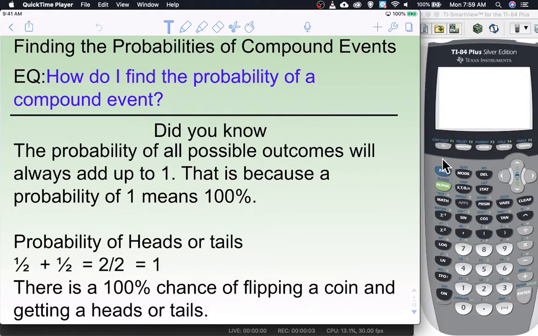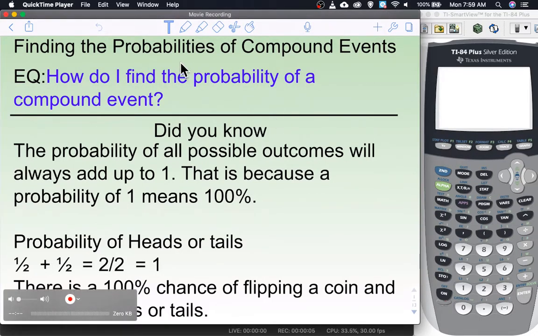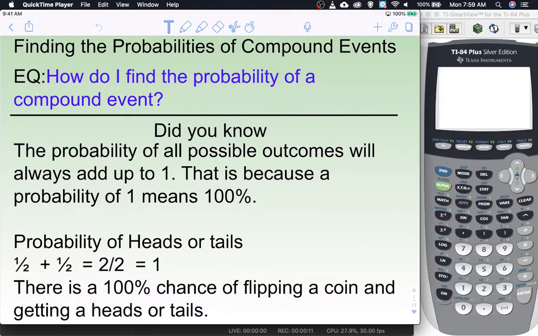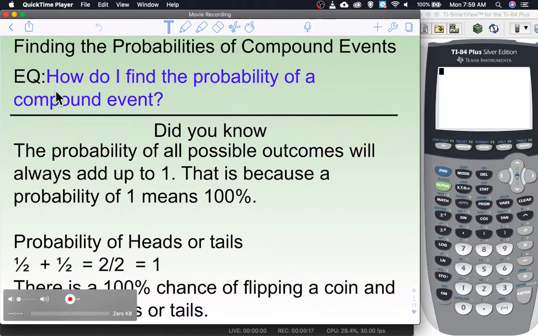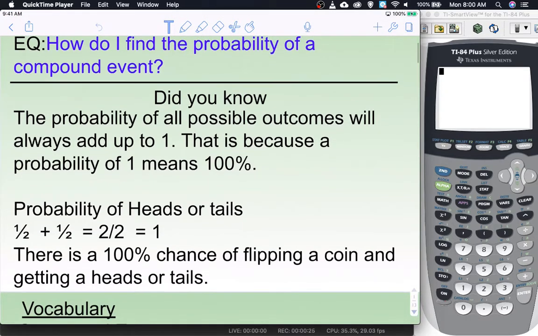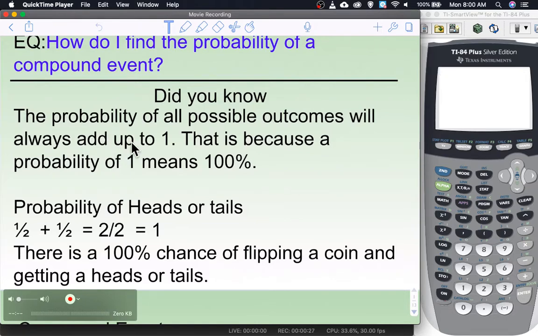Hello, and welcome to this lesson on finding the probabilities of compound events. A compound event you'll see is when multiple things happen in one event, like flipping a coin and rolling a dice together. Okay, the essential question says, how do I find the probability of a compound event? Fairly straightforward. Did you know that the probabilities of all possible outcomes will always add up to 1?